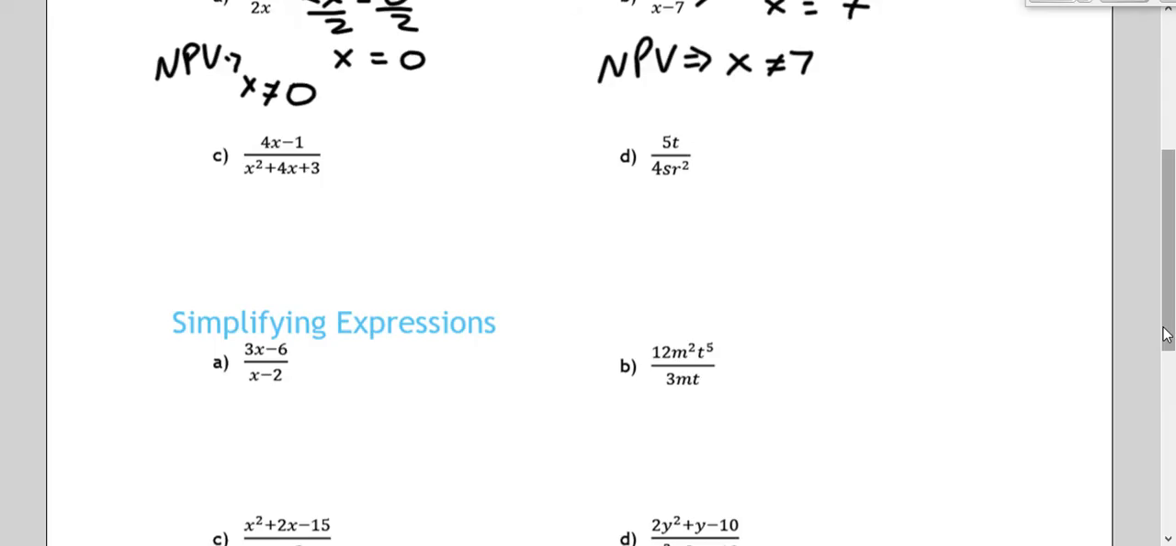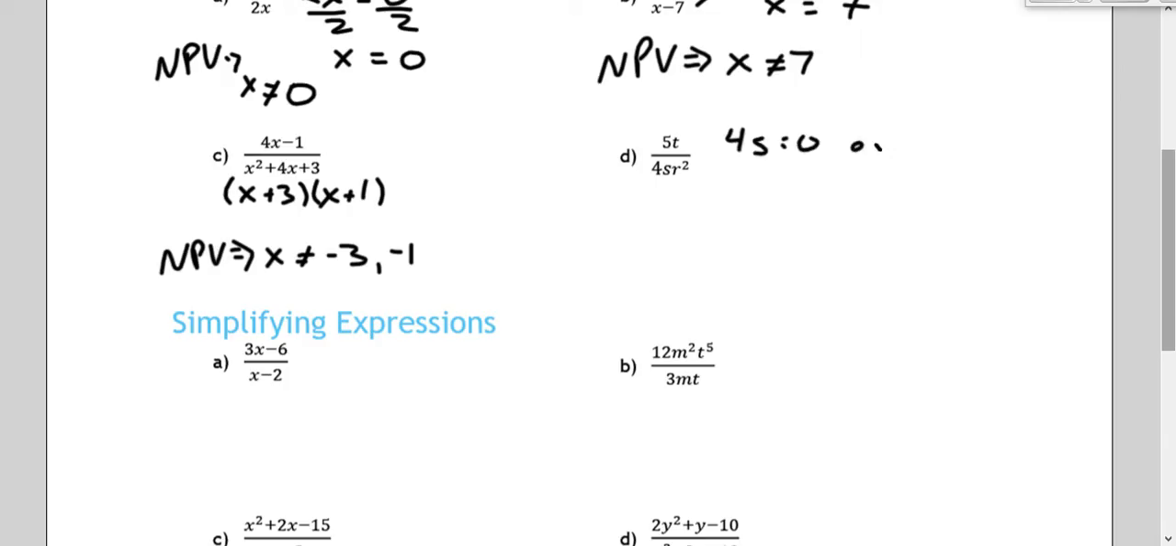Sometimes you're going to have to factor in order to check. So this is x plus 3 and x plus 1. So the NPV is such that x cannot equal -3 or -1. And in this one, it's kind of like the first one. So if I was looking at what would make s equals 0 or r squared equals 0, it's simply that the NPV is such that s cannot equal 0 and that r cannot equal 0.